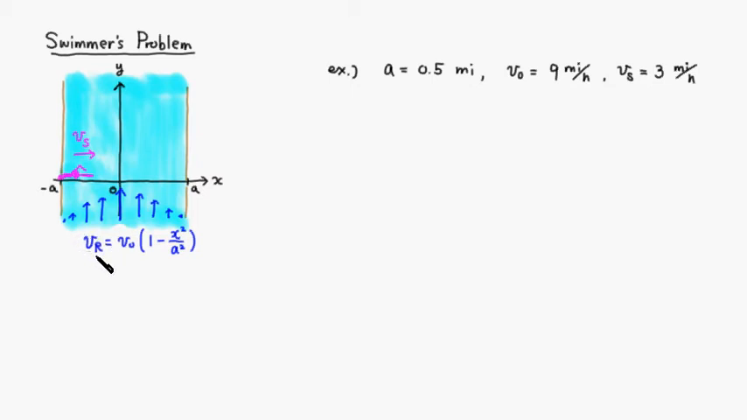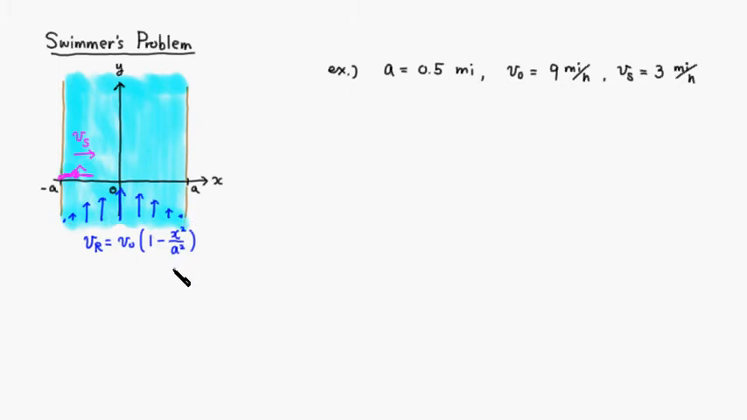V sub r is equal to V0 times quantity 1 minus x squared over a squared. So this means that the current in the middle of the river is the fastest, which is V0, and then it slows down as you go toward the shore.